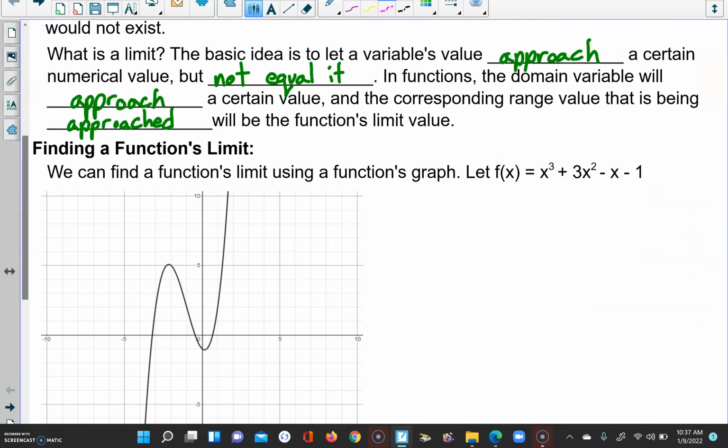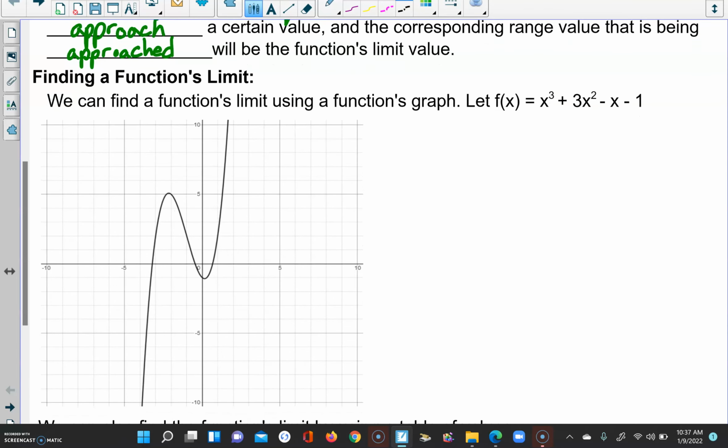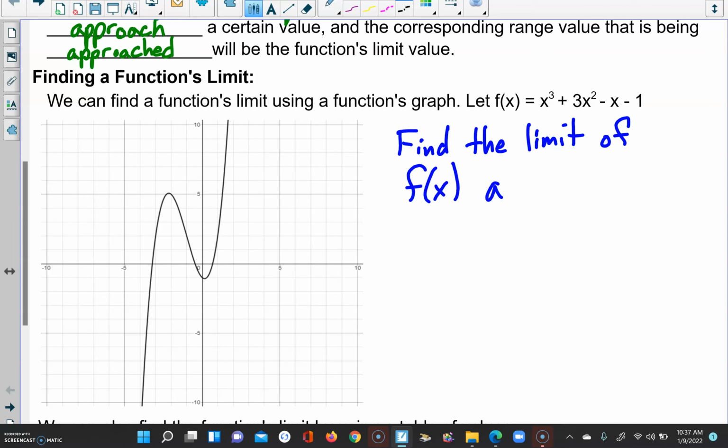So what does this mean? How do we do this in a picture? So let's take a look at this in a little graph here. So for this example, just pick this function, this f of x with the x cubed plus 3x squared minus x minus 1. And I'm going to go ahead and find the limit of f of x as x approaches, this is why you're really going to appreciate the notation later on, so as x approaches -1. So I'm going to first come over to the x-axis and put the -1 right there. So I want to find the limit of the function as we approach that -1 on the x-axis.